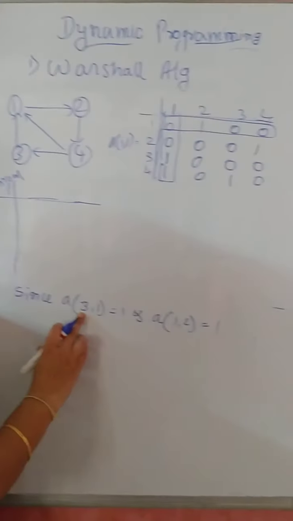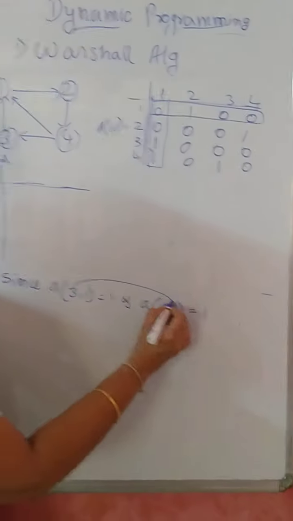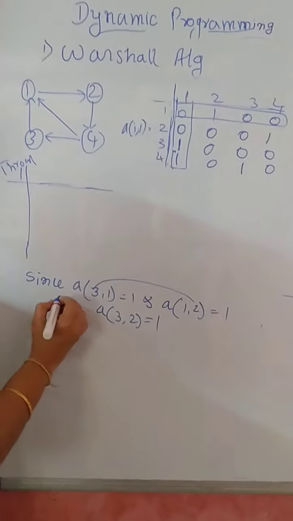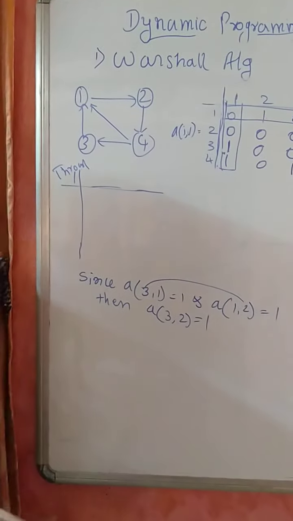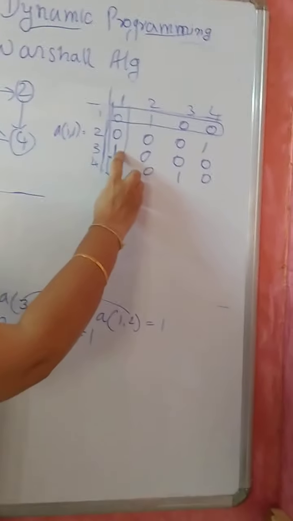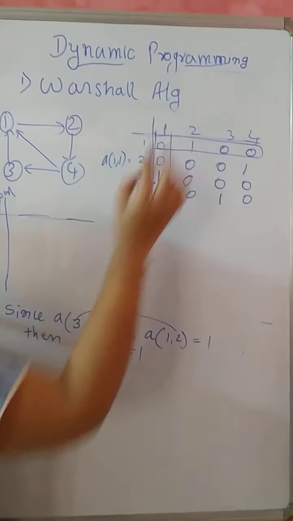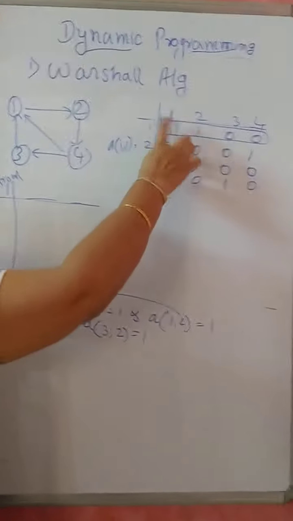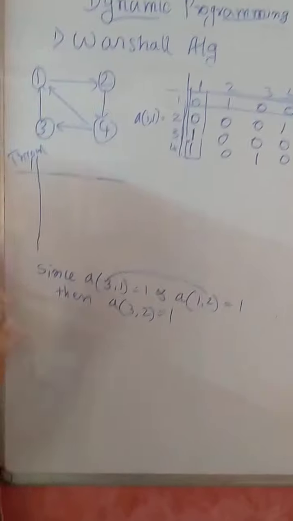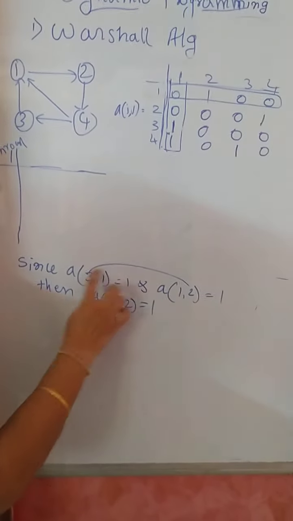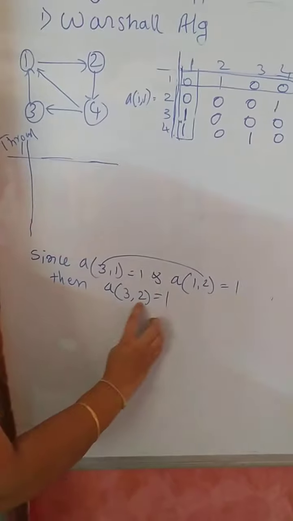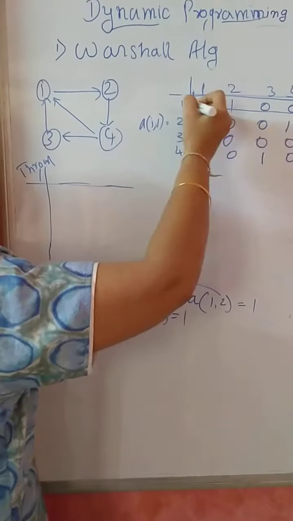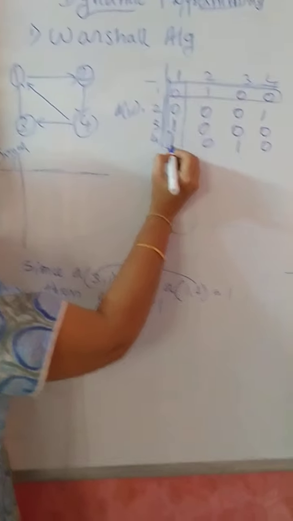So there is a path from 3 to 1 and 1 to 2, so obviously there will be a path from 3 to 2, which will become 1. I have taken this one and repeated it with this one. 3 to 1 is equal to 1, and this one means 1 to 2 is equal to 1. If there is a path from 3 to 1 and 1 to 2, obviously there will be a path from 3 to 2, equal to 1. Are there any other ones in the row? No. Stop there. Then take one more one in the column.